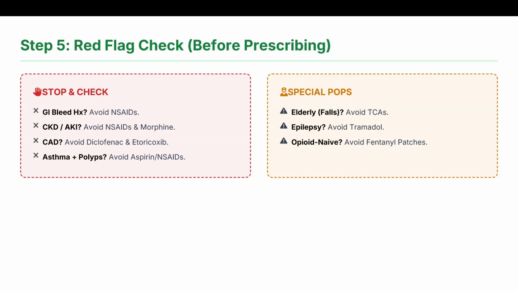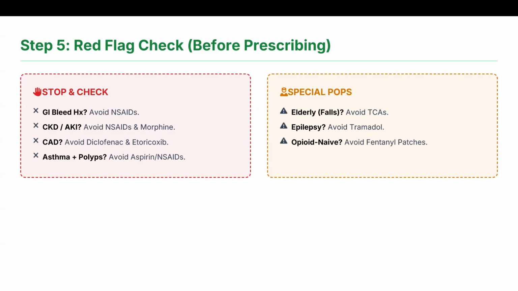So check red flags before prescribing an analgesic. GI bleed risk: avoid NSAIDs, especially COX-2 inhibitors like etoricoxib and celecoxib. Avoid NSAIDs, and even if NSAIDs are being given, try to give them with a proton pump inhibitor, a protective agent. In case of CKD or acute kidney injury, avoid NSAIDs and morphine. In coronary artery disease, avoid diclofenac and etoricoxib. In asthma patients, avoid aspirin, which will cause increased polyposis, and also NSAIDs.